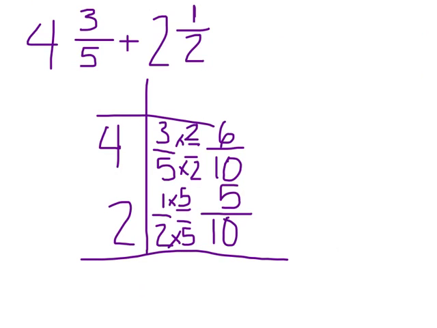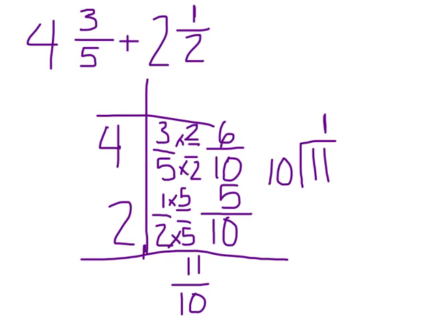Now I can add the fractions. 11 over 10 is what I get when I add 6/10 plus 5/10. But that can't stay on my fraction side. It's improper. What do I need to do to change it into a mixed number? I need to divide. 11 divided by 10. When I do that, 10 goes into 11 one time. 1 times 10 is 10, so my remainder is 1. This one is a whole number, so it's going to go over here on my whole number side. Go ahead and do that now on your paper.